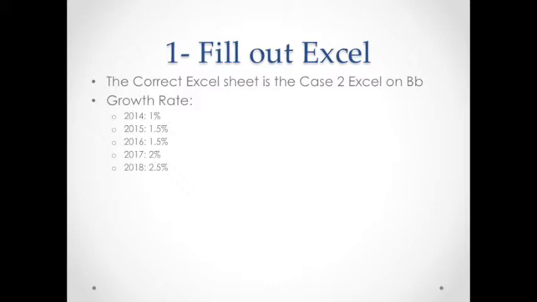The first sheet, which was case 1, had different growth rates. And Excel 2 had other different growth rates. And the final one, the one which will be submitted on Blackboard, in 2014, I set a growth rate of 1%, followed by 1.5% in 2015. Then 1.5% in 2016 again, and then 2017 was 2% and 2018 2.5%.